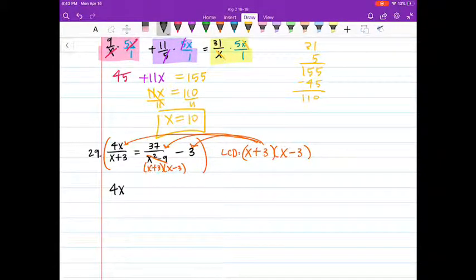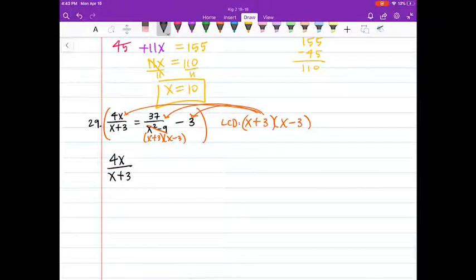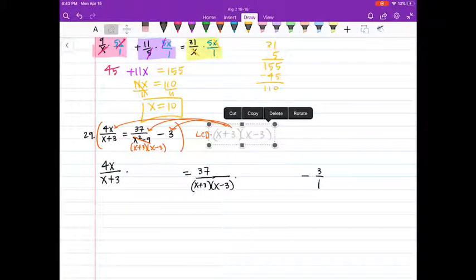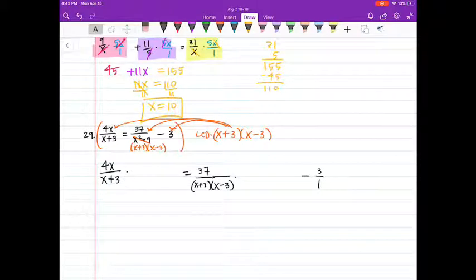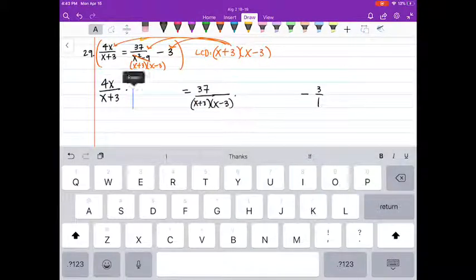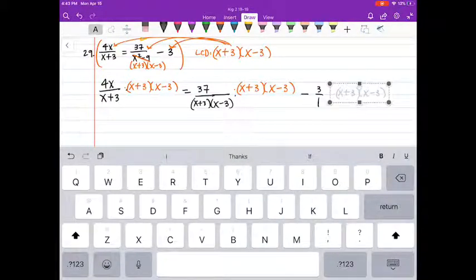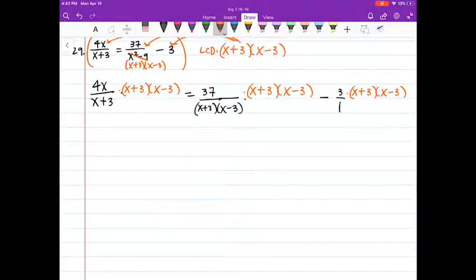I have 4x over x plus 3 times that least common denominator equals 37 over x plus 3, x minus 3 times my least common denominator minus 3 over 1 times x plus 3, x minus 3. We'll see if it'll work. I can just copy and paste it. That would be great. Okay, successful first try. Okay. And then our last term, multiplying by x plus 3, x minus 3. Woohoo! We were able to get lots of things to cancel.